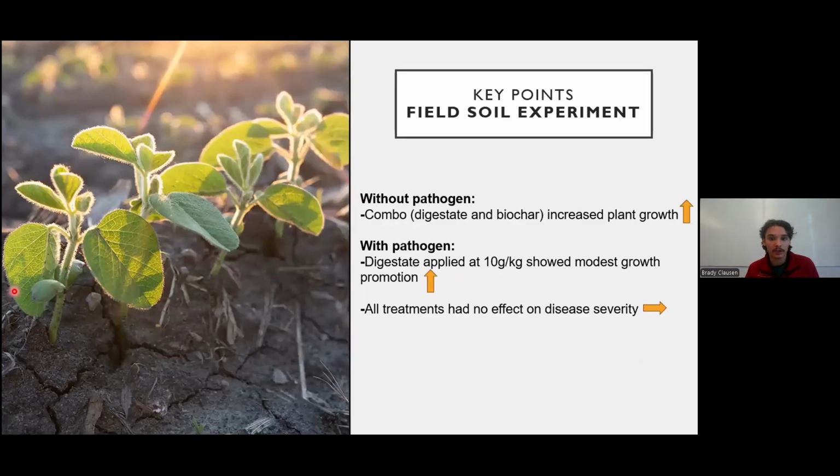And then our field soil experiments. I just want to emphasize this was not in the field, but soil taken from the field. And we found that the combo of digestate and biochar work better together in the fact that they increase growth all around. When the pathogen is present, though, digestate applied at a 10 gram per kilogram amendment rate showed modest growth promotion. We found no effect of any treatments on disease severity, but we did find that marginal promotion of the 10 gram per kilogram digestate when the pathogen was there.